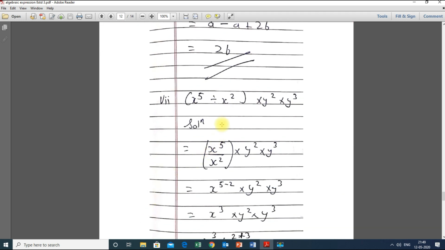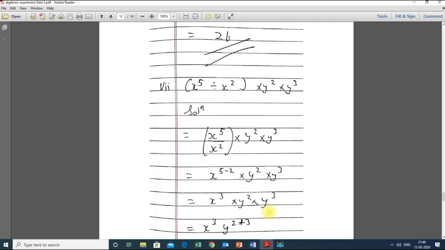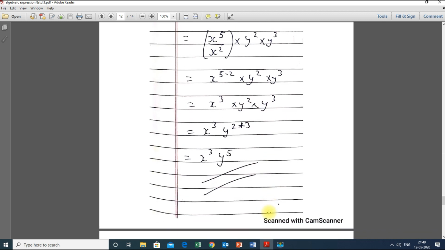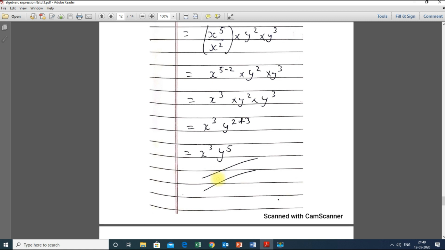x raised to 5 divided by x square into y raised to 2 into y raised to 3. Okay. So over here, first I will solve the bracket, then the division. x raised to 5 upon x raised to 2 into y square into y cube. Now x raised to 5 minus 2 is x raised to 3. y square into y cube: now 2 plus 3 becomes 5, therefore x raised to 3, y raised to 5 is the final answer. Hope you understood.